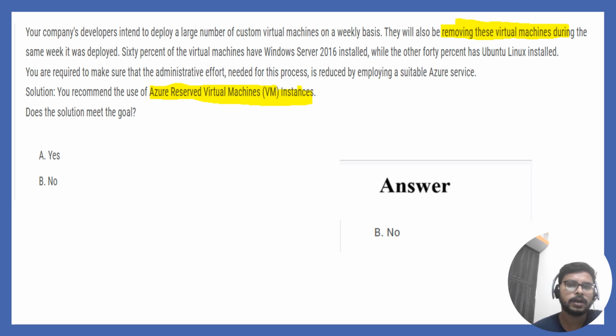And now they have asked this question again, that they will have a large number of custom virtual machines to be deployed on a weekly basis, and they will also be removing these virtual machines during the same week it was deployed. So it reflects that they are testing something. 60% of the virtual machines have Windows Server 2016 installed. This is the same as the last question we had. And this time you recommend the solution of Azure Reserved Virtual Machine Instances. In this situation as well, you will not meet the goal. So your answer will be no only.